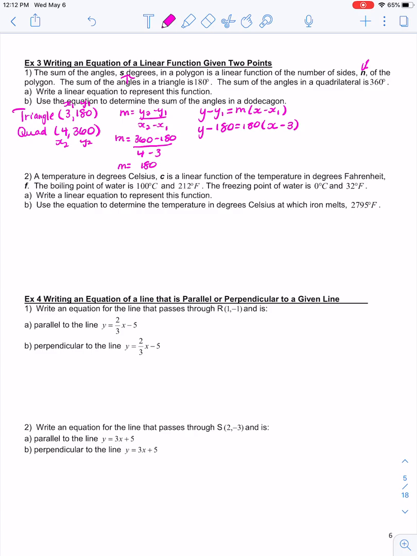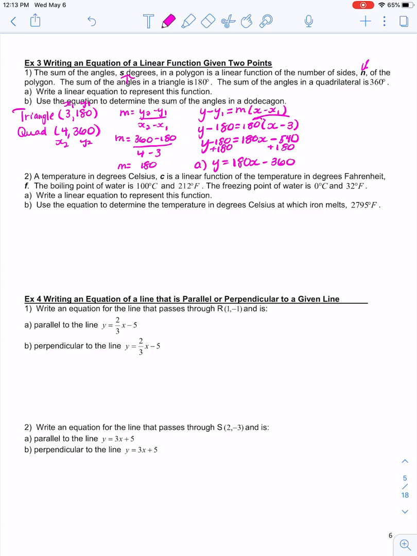I can also put it into slope-intercept form if I wanted. So that would look like, I'm going to multiply that in. And I'm going to add 180 to both sides. So y is equal to 180x minus 360. So either are appropriate, whichever you want to do.